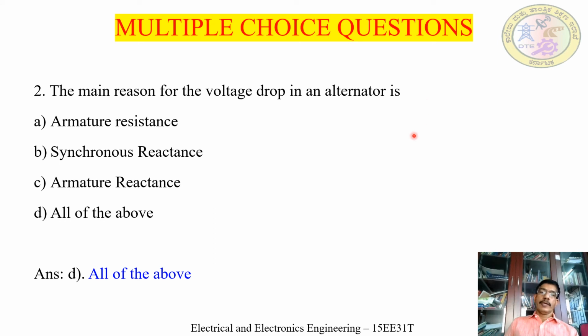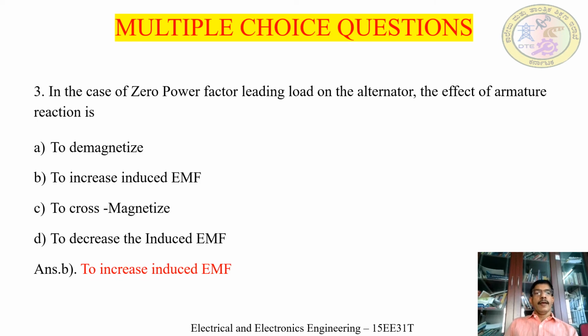The main reason for the voltage drop in an alternator is armature reaction, synchronous reactance, armature reactance, or all the above. So the reason for voltage drop in the alternator is all these three. So all the above is the right answer. In the case of zero power factor leading load on the alternator, the effect of armature reaction is to demagnetize, to increase induced EMF, to cross magnetize, or to decrease the induced EMF. Correct option is to increase induced EMF.